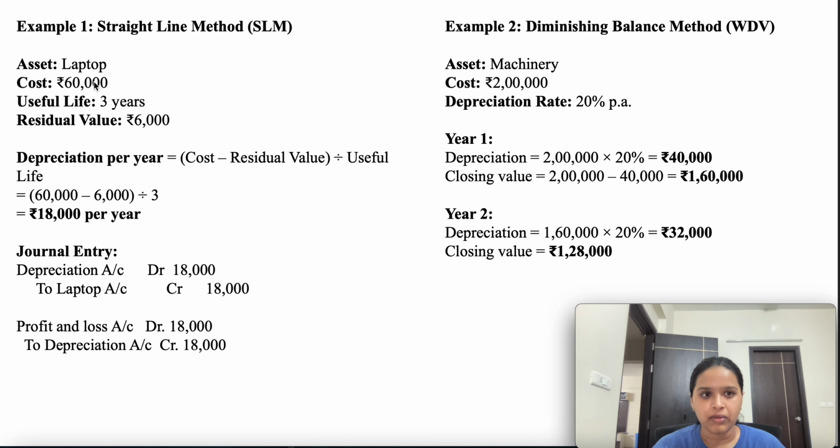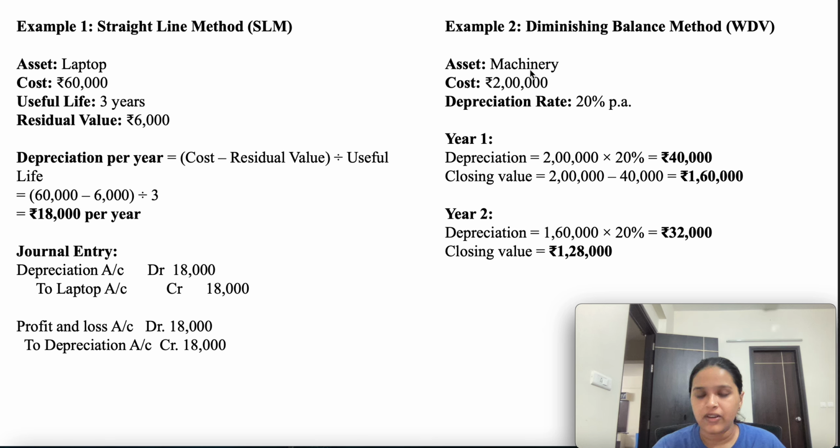Cost is 60,000 and we know that useful life is 3 years, and residual value is 6,000. It means 54,000. On 54,000 we have to charge depreciation for the 3 years, so 18,000 per year we have to charge.